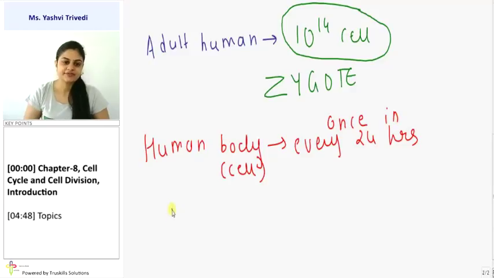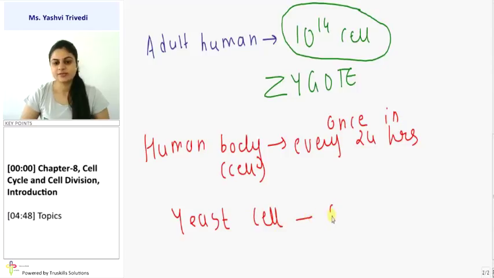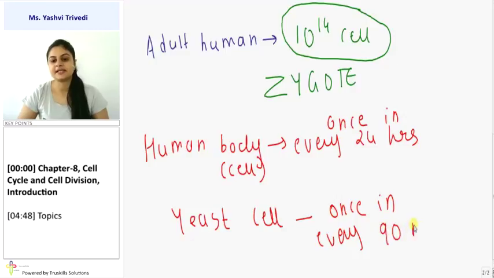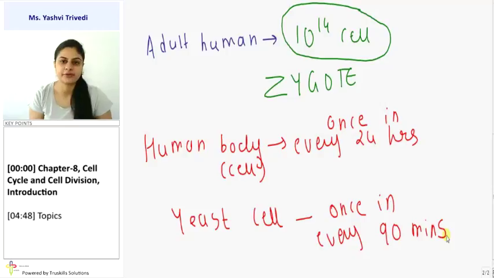On the contrary, if we talk about yeast, a yeast cell divides once in every 90 minutes. 90 minutes is almost 1.5 hours. So every 1.5 hours a yeast cell is dividing and duplicating. On the contrary, a human cell divides only one time, every 24 hours. So in this way there can be a huge variation in the time of division of cells.